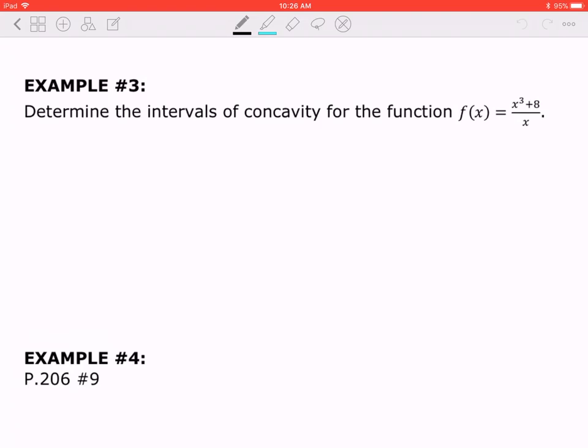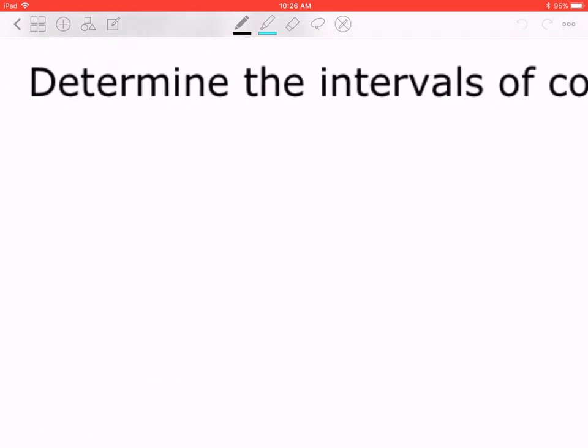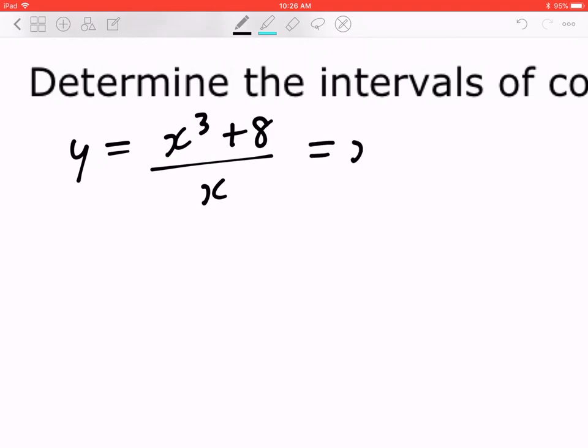To find the intervals of concavity, first you must find the second derivative. So I'm going to copy down the function, x cubed plus 8 divided by x. There are two ways of doing this. Some students will break it apart as x squared plus 8 over x. But I know most of you, because you see a fraction, will jump straight to the quotient rule. I'm not saying this is the fastest method, but I think it's the most common method, so I'll go through it from your perspective.